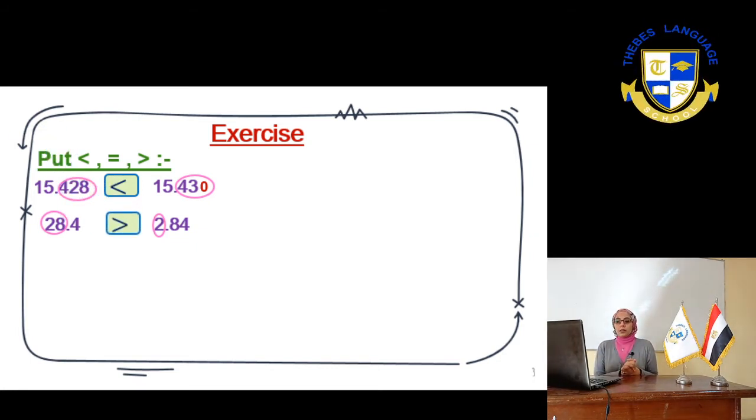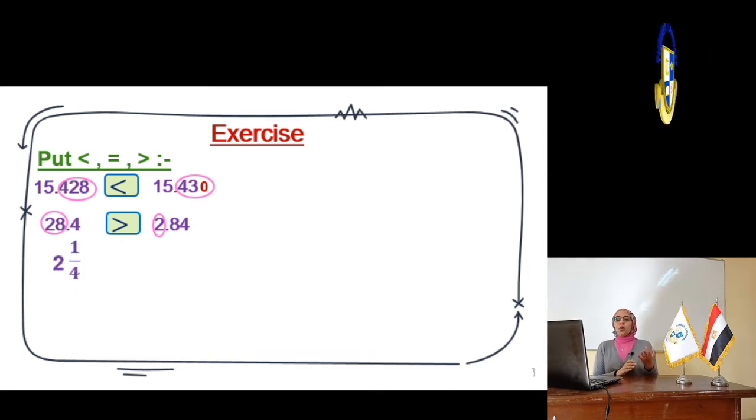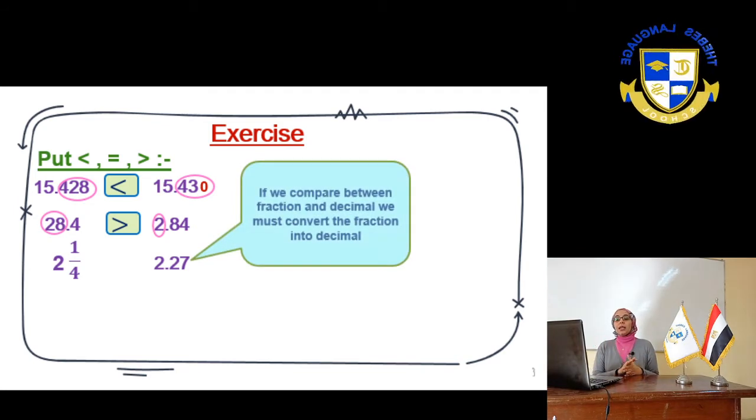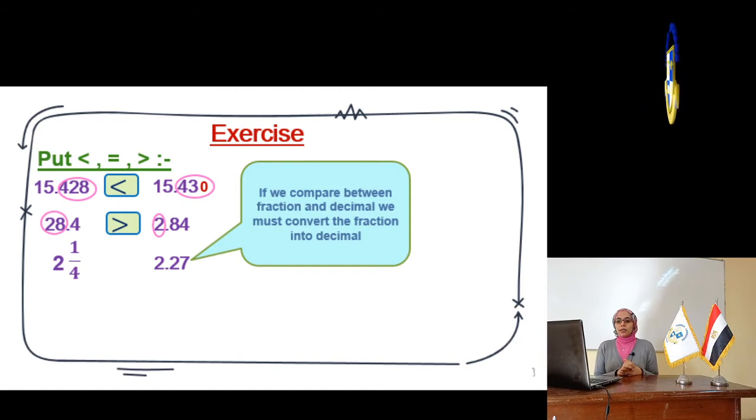2 and a quarter and 2.23. Can we compare a mixed number and a decimal? Yes, of course you can. But at first convert one of them to the other. I will convert the mixed number into the decimal. Okay? Now, how do I convert this?